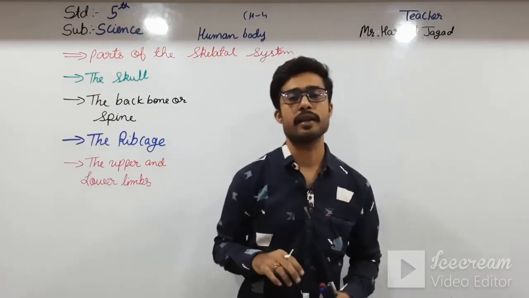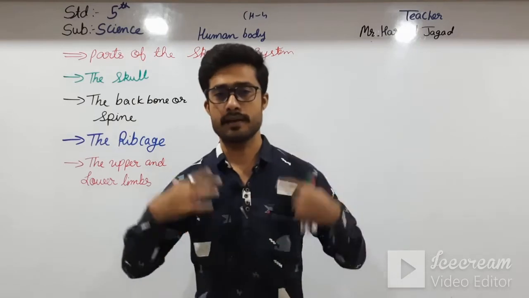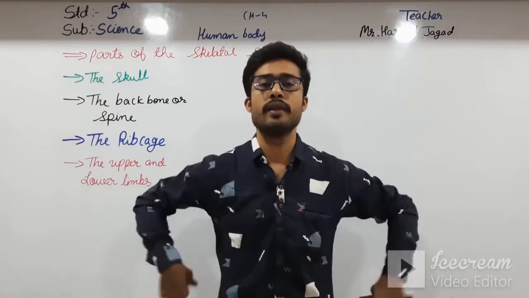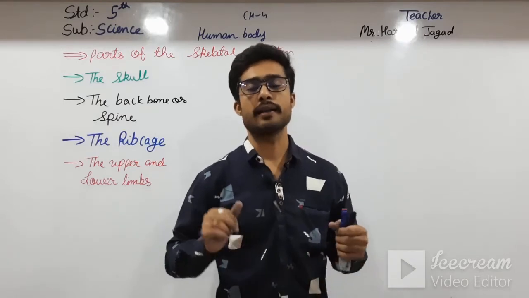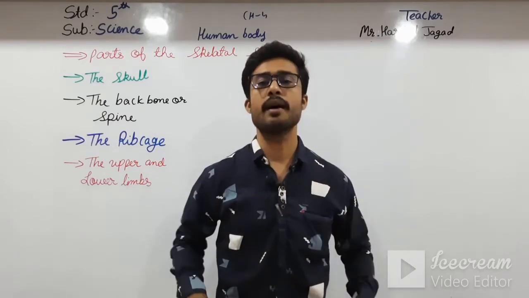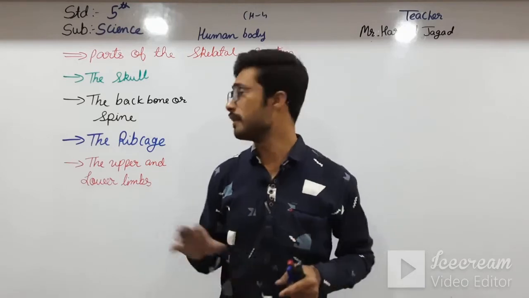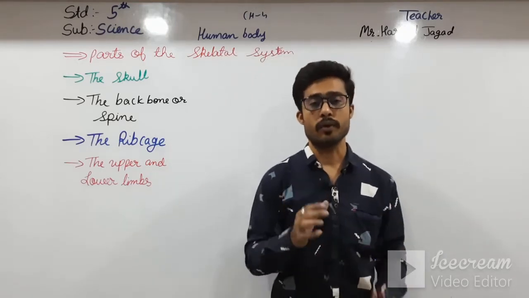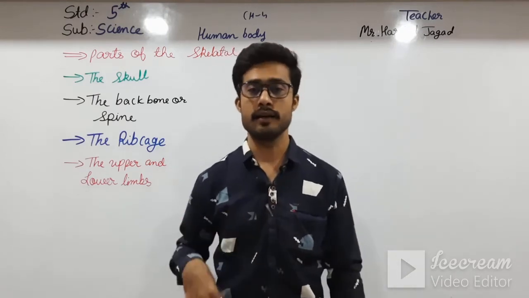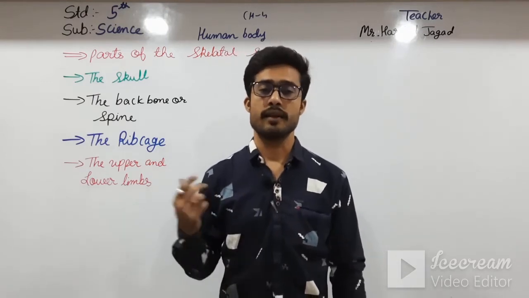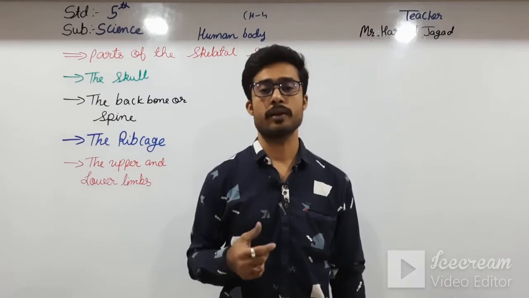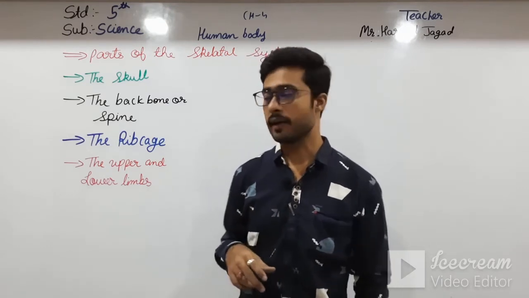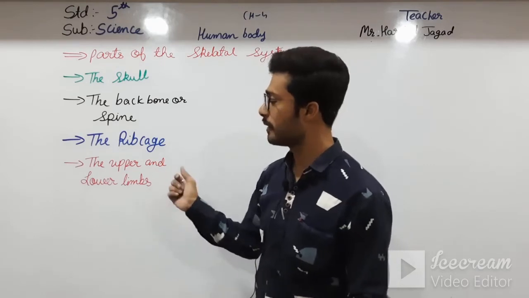So what is the rib cage, students? The chest part is the rib cage. From here you can see there are bones, and here also, and this is protected by the rib cage. The main function of the rib cage is to protect the heart and lungs. What does the rib cage protect? The rib cage protects the heart and the lungs of our body. Okay, and then come the upper and lower limbs.